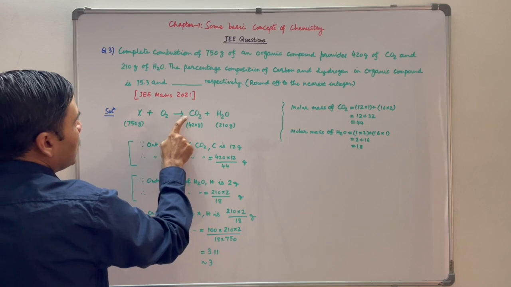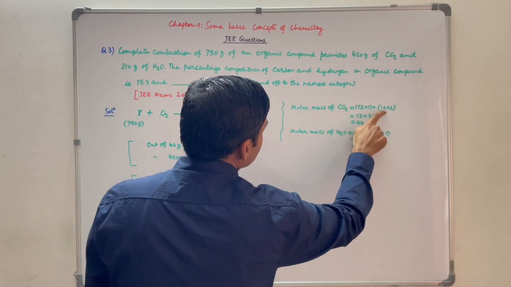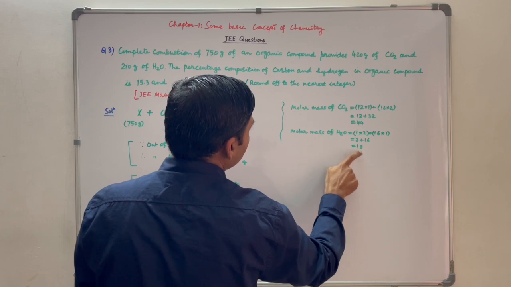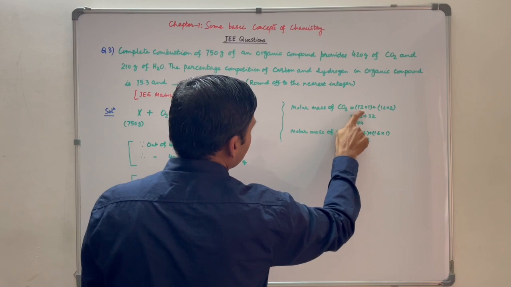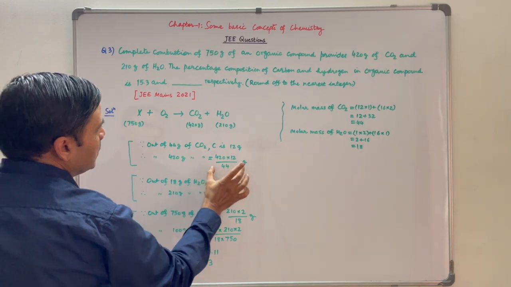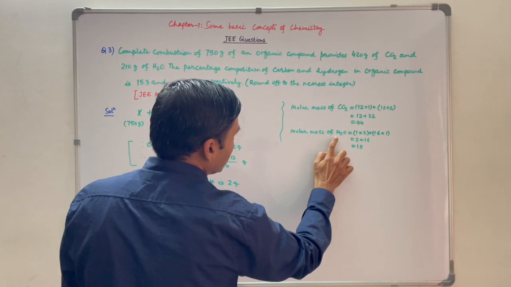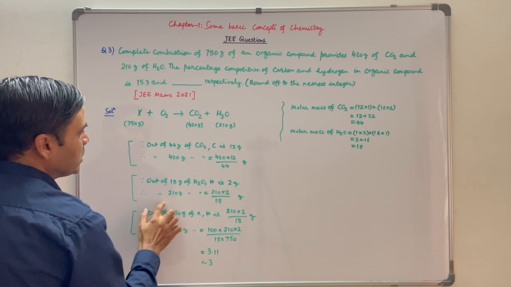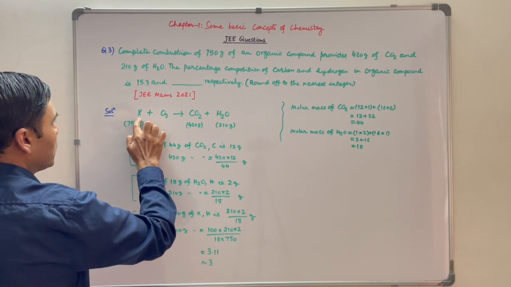First, we will calculate the molar mass of carbon dioxide. So it will be 12 into 1 plus 16 into 2. That will be 44. Similarly, molar mass of H2O will be 18. So out of 44 gram of CO2, carbon is 12 gram. So out of 420 gram, how much will be the carbon? It will be this much. Similarly, out of 18 gram of water, hydrogen is 2 gram. So out of 210 gram of water, how much is the hydrogen? This much. Now both carbon and hydrogen are coming from X.